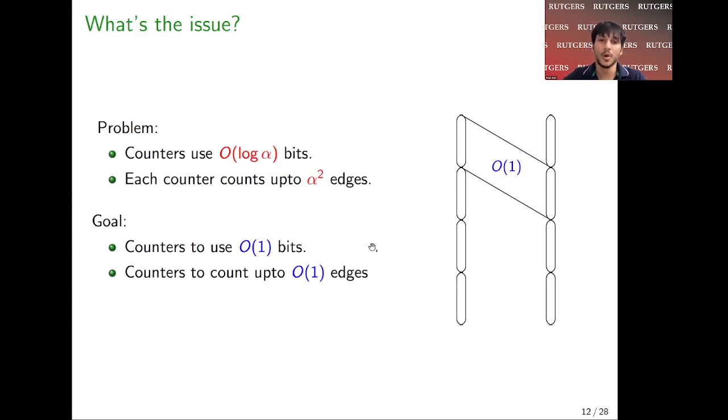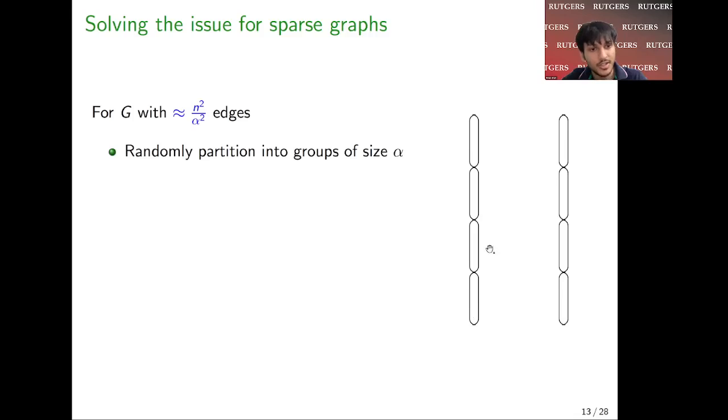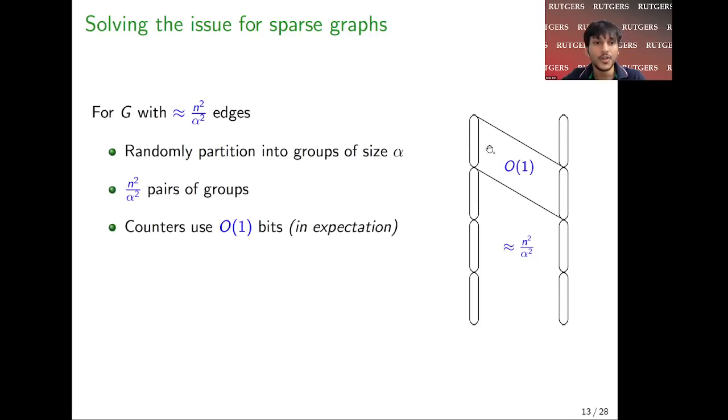So let's first solve this problem for sparse graphs. So a sparse graph, I'm defining it as any graph that has less than or equal to n square over alpha square edges, right? So now for such a graph, if you randomly partition this into groups of size alpha instead of arbitrary partitioning like we saw earlier, now if you look at any pair of groups, there are at most constantly many edges between them in expectation, right? Because there are n square over alpha square edges and the same number of pairs of groups. So any pair of groups will have just a constant number of edges between them. And so I just need to store a counter that counts up to some constant, which takes constantly many bits.